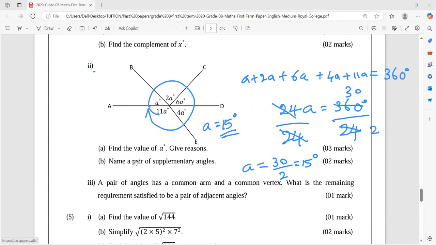And we have to write the name of a pair of supplementary angles. Pair of supplementary angles. Fine. Let's see. If it is a, it is 15, right? If it is 2a, it is 30. If it is 6a, 15 into 6, 6 into 5 is 30, 6 into 1 is 6, 6 plus 3 is 9, right? So 6a is equal to 90 degrees. Fine.